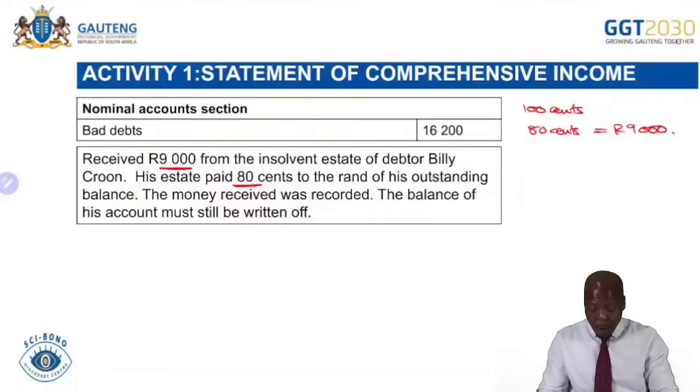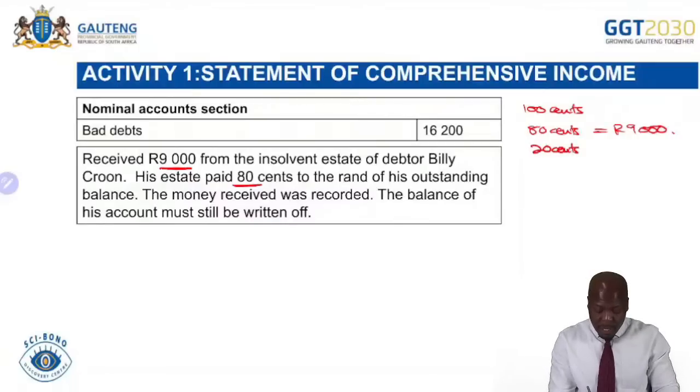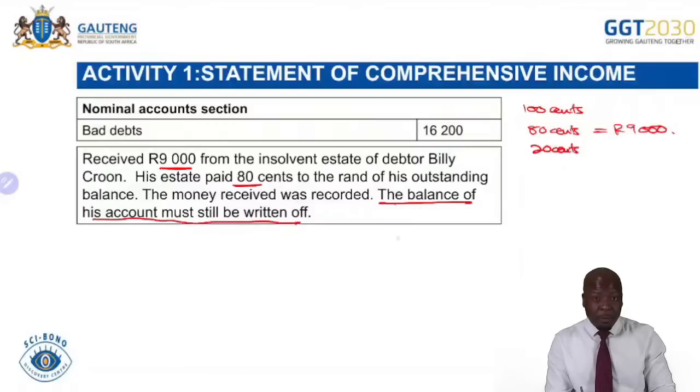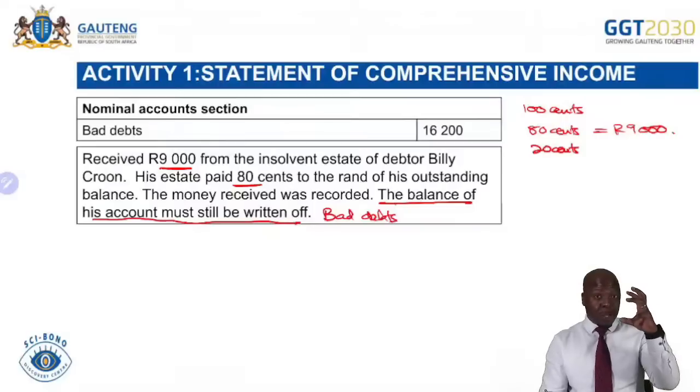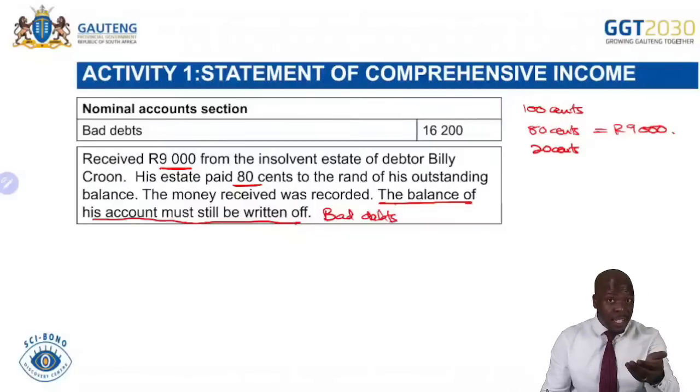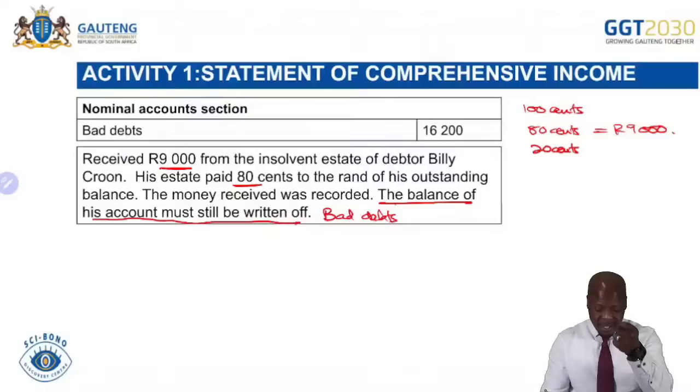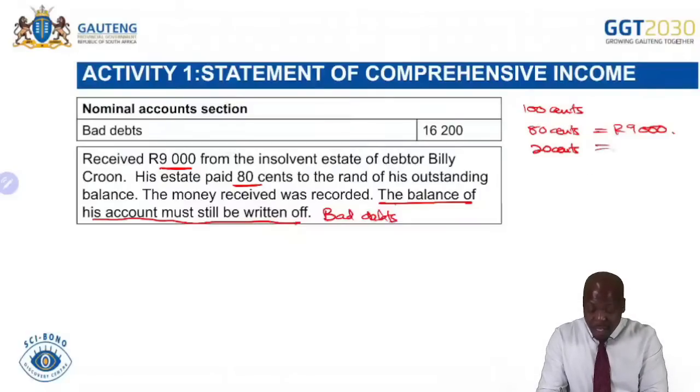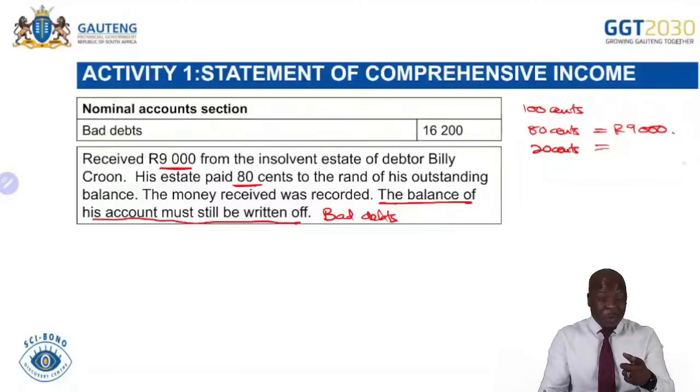Okay? Now, what we will not get from them is 20 cents. This is what they then say the balance of his account must be written off. Once we talk about writing off, we are talking about bad debts. So the amount that must be written off is which amount? The entire debt was 100. They've paid us 80. How much are we not going to get? 20. So what we will not get is 20. Now we use that method. You remember which one?